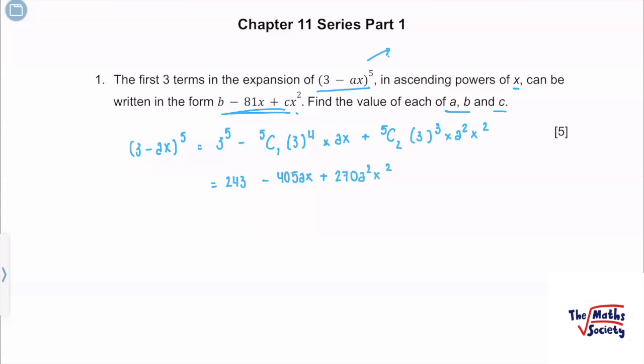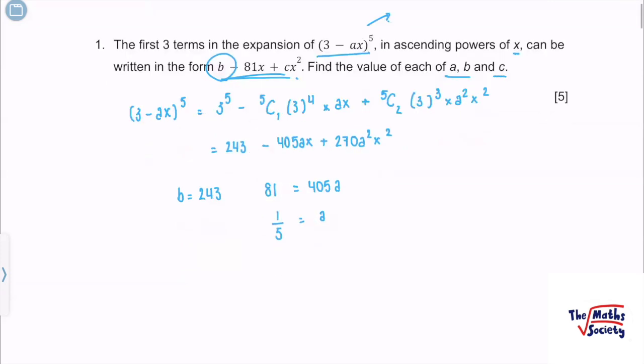So we can see that here, because it says b, we know that b is equal to 243. And then for 81x, 81 is equal to 405a, right? So if you want a, it's just 81 over 405, which gives 1 over 5. And then we just need to find c, the x squared term. So 270a squared is equal to c. We know the a value is 1 over 5, that's the whole squared. So c is going to be 270 divided by 25, because 5 squared is 25. C equals 54/5. And those are your values of a, b, and c.